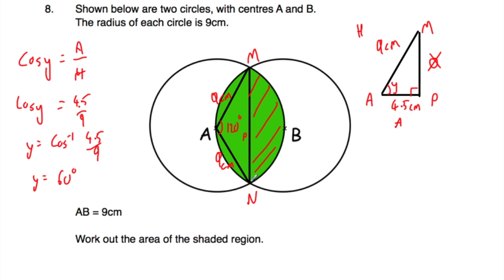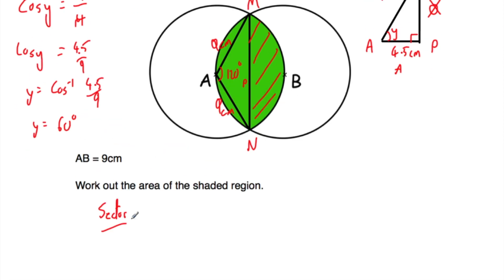Now we can find the area of the sector, the whole sector, AMN. And then we can find the area of the triangle, AMN, and then take them away to find the area of this bit, and then we can double it to find the area of the whole thing. So let's do the sector to begin with. The area of the sector will be equal to theta over 360. So in this case, it's 120 over 360, multiplied by pi times the radius squared. And the radius is 9, so 9 squared.